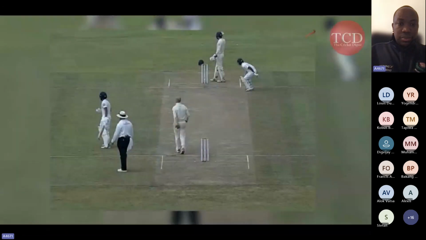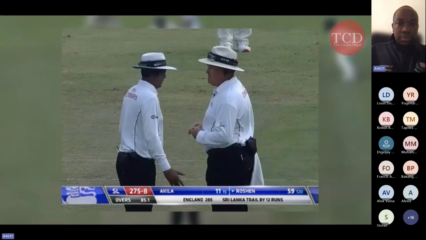Looks like a normal short run case, isn't it? Well, that's not the case. Let's see what umpire's decision was.